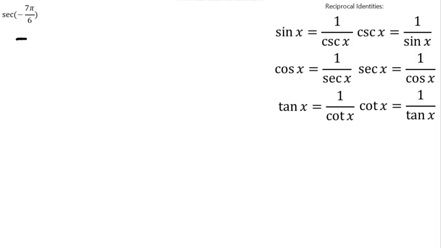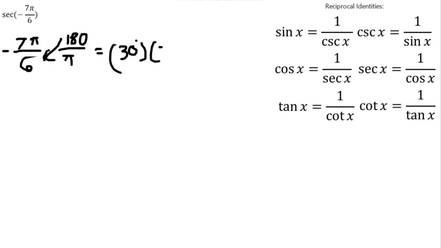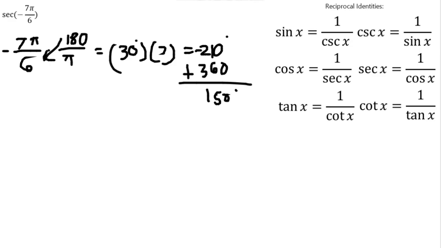Now let's try another problem but in radian form. Secant of negative 7 pi over 6. We can just convert this first into degrees. We can cancel the pi and just divide first. So 180 divided by 6 is 30, and we multiply this by 7. So 7 multiplied by 30 is 210. We got negative 210 and we're going to find the coterminal of this. We can just add 360, so it's 150 degrees.